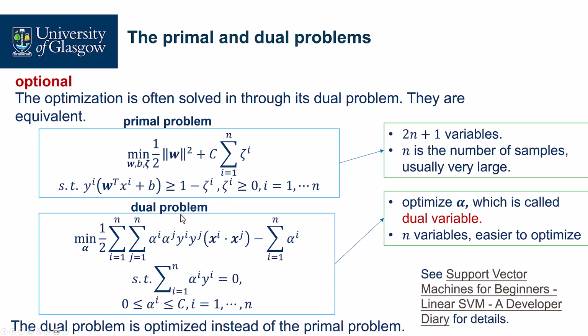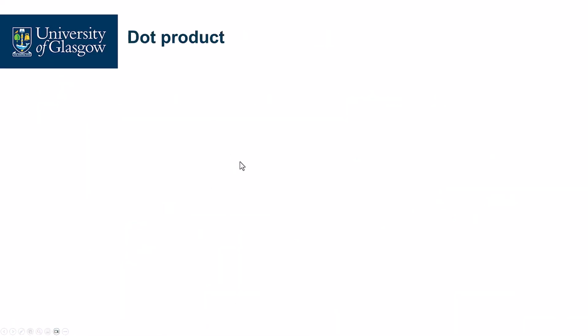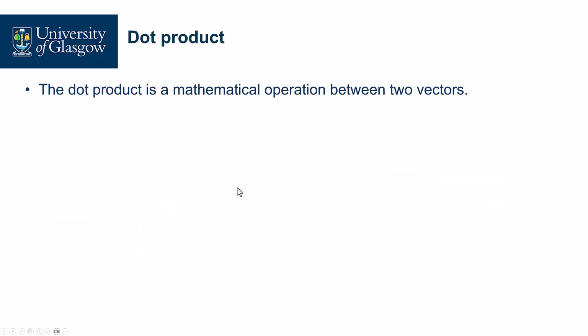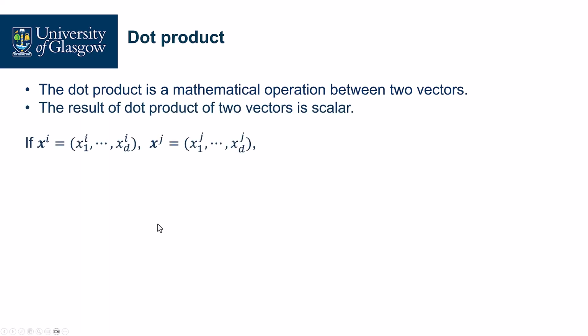If you want to see why these two problems are equivalent, I also provide a hyperlink for you. In this dual problem that we want to solve later, we can find this term, which we call a dot product. We need to understand what it is because we will use it in the coming sessions, right? The dot product is a mathematical operation between two vectors, and the result is a scalar, right? So this is how it goes.